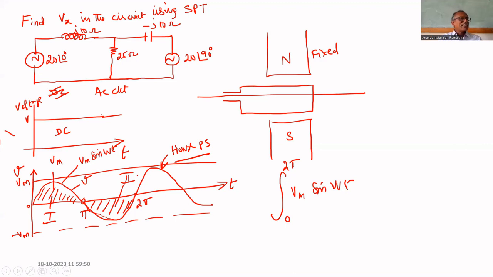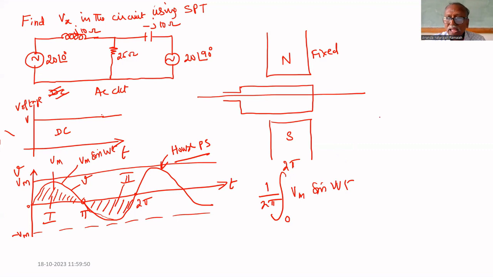That's why you cannot represent by average value. Average value means you have to integrate, you will find the total area divided by 2 pi. Average you will get, because the length is 2 pi. If you find the average, it will give 0. That's why we cannot represent by average.